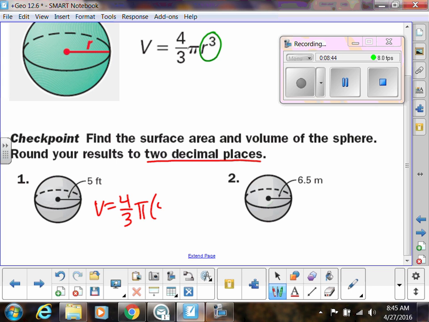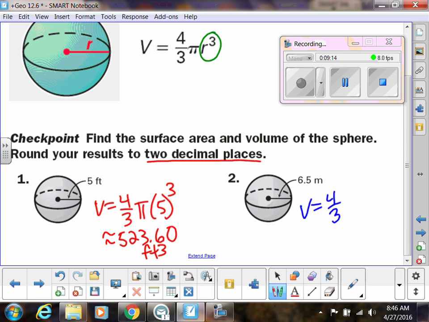So 4/3 pi, I'm going to be doing 5 to the 3rd power. 5 to the 3rd power is simply 125, and I'm going to multiply that by 4/3, and then multiply that by pi. So I'm getting approximately 523.6, oh no, I have to do 2 decimal places. Yeah, that would be 523.60 feet cubed. All right, and then you can do the same thing over here. I think you guys get the idea. This is more of just plugging it in and typing that into your calculator.